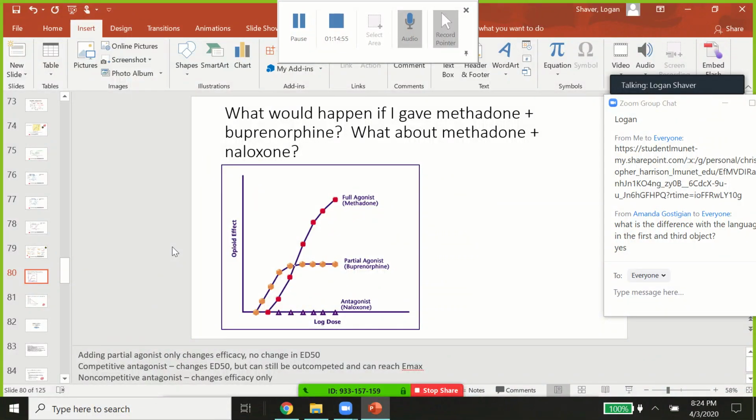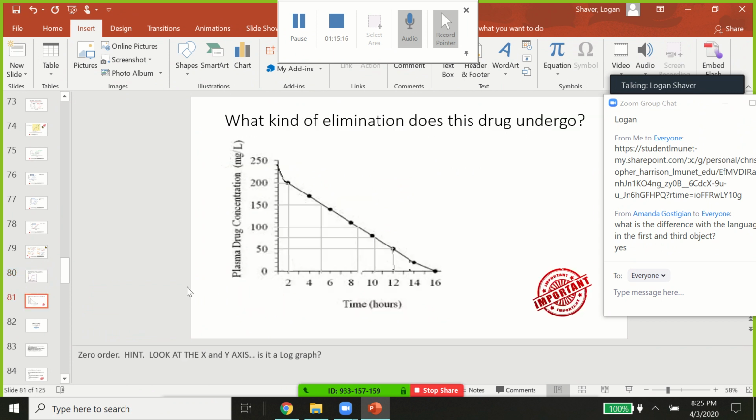Once again, another example. There's a lot of those. I just thought it might help you guys out if I just left them in there. What would happen if you gave methadone and buprenorphine? Yeah, and it just tells you that buprenorphine's a partial agonist, so therefore it's going to have a flatter Emax, and it just tells you the difference.